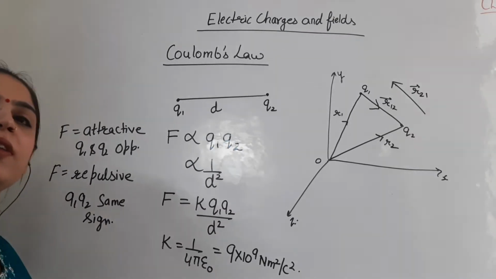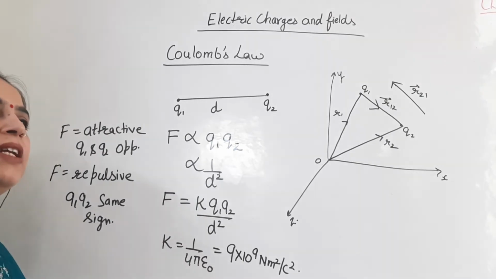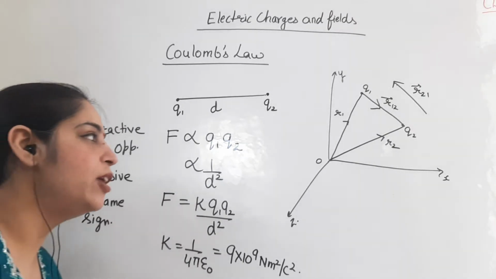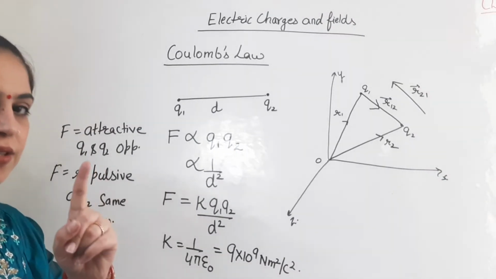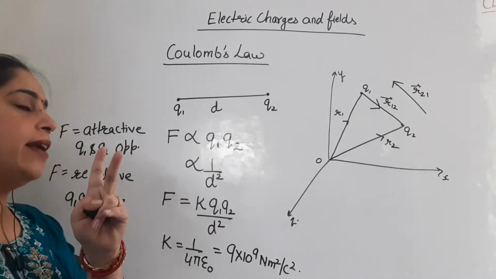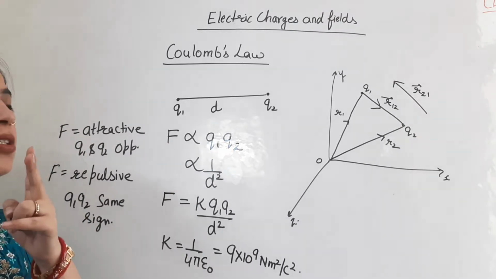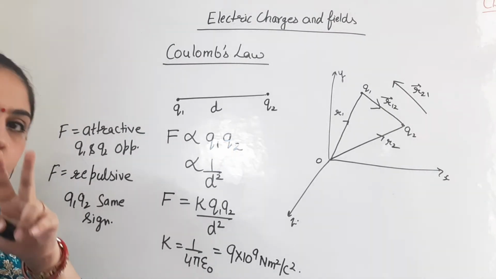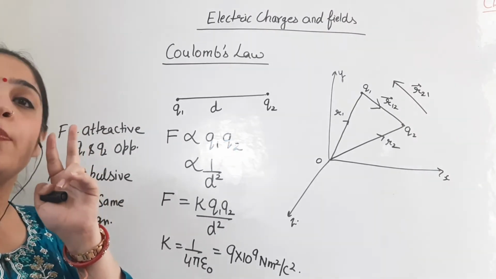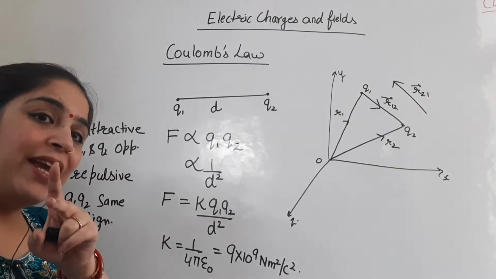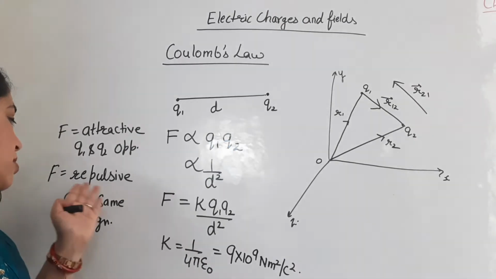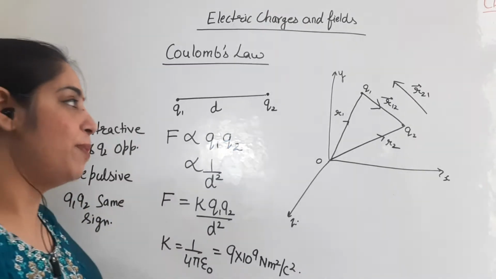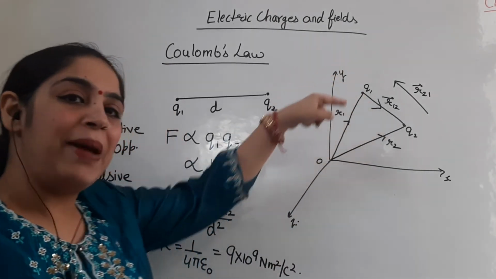Now, while doing the derivations in this chapter as well as in the next chapter, we will always consider the charges to be point charges. That is the first point. Second, we always consider the charges to be positive. So, if Q1 and Q2 are positive, the force will be repulsive because they are of the same sign. If two charges are of the same sign, they will have a repulsive force. So Q1 will be repelled by Q2.